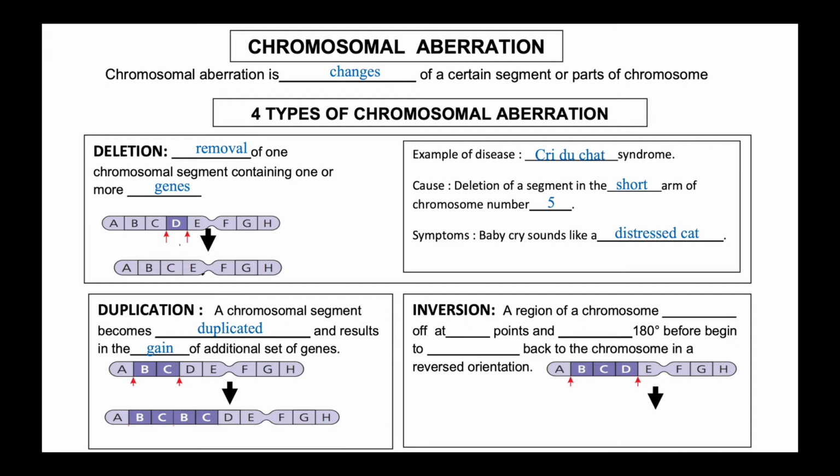The third type of chromosomal aberration is inversion. Inversion refers to when a region of a chromosome breaks off at two points and rotates 180 degrees before being reattached to the chromosome in a reverse orientation. It is marked in the diagram that segment B, C, and D is to become inverted. Once mutation has taken place, the chromosome will be as follows, having the segment A, D, C, B, E, F, G, H instead of A, B, C, D, E, F, G, H.